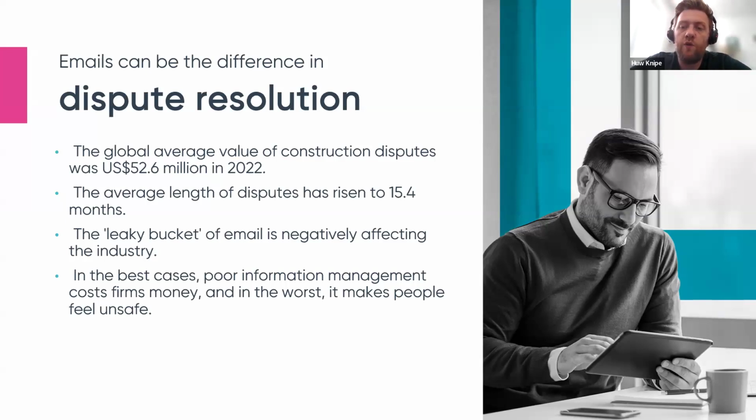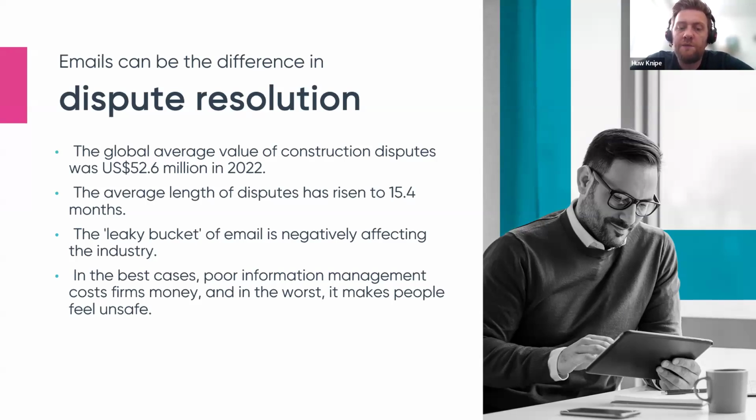Firms must be aware of their corporate history and be able to prove everything that's happened on projects, especially as stakes are so high. Given the nature of the industry you operate in, firms need to guarantee information visibility and accessibility to ensure they are making the right decisions. In the best cases, poor information management costs firms money, but in the worst, it makes people unsafe. Given the size of the global disputes environment, the cost of mismanaging emails is immense.